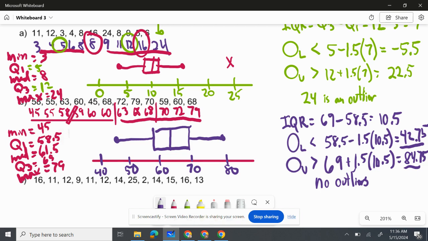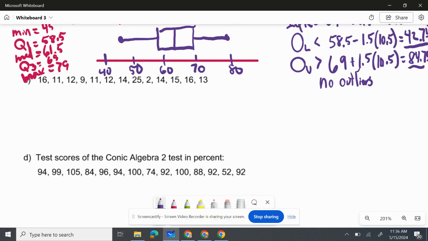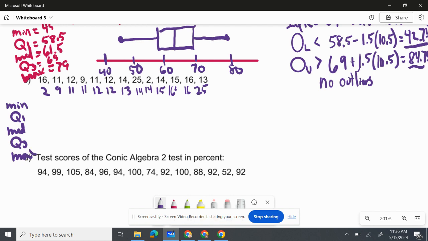So looking at the next one, once again, our first step is to put the numbers in order. So we have 2, 9, 11, 11, 12, 12, 13, 14, 14, 15, 16, 16, and 25. I'm going to find the 5-number summary: minimum, Q1, median, Q3, and maximum.